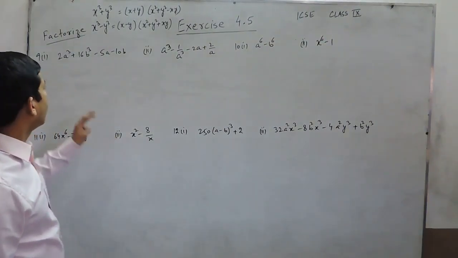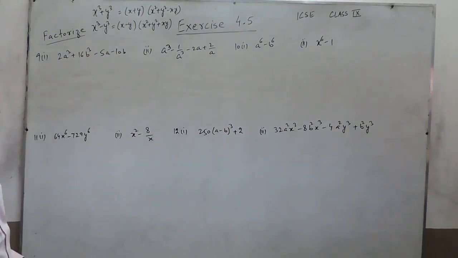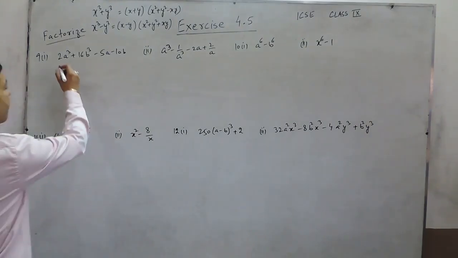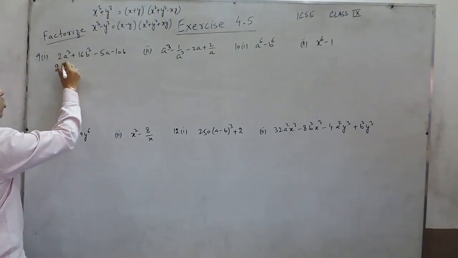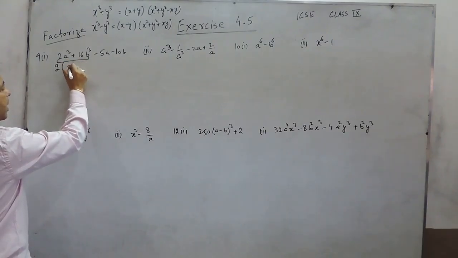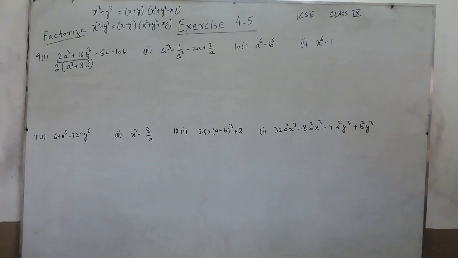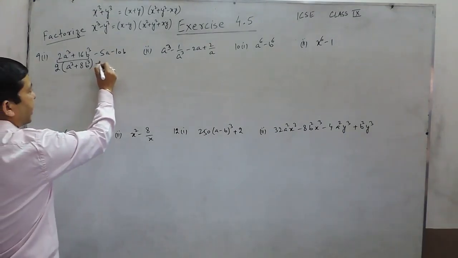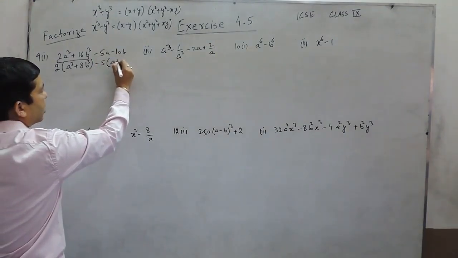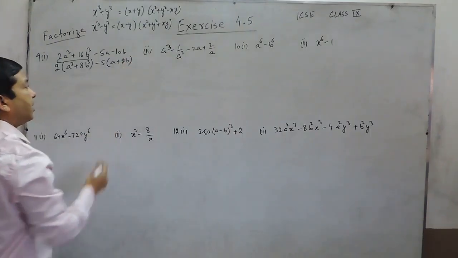Hello everyone. Today is question number 9 of exercise 4.5 ICSE class 9. If I take 2 common in the first 2 terms, it comes out to be a cube plus 8b cube, which is again in the format of x cube plus y cube. When I take minus 5 common in the last 2 terms, it becomes a plus 2b.